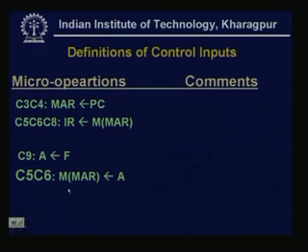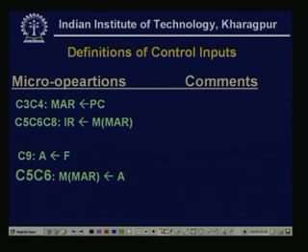Then C3 C4. If we see C3 C4, C3 C4 is buffer, or C3 complement C4. First we see C3 complement C4, then the PC goes to MAR, that is, transfer the contents of the PC into MAR.